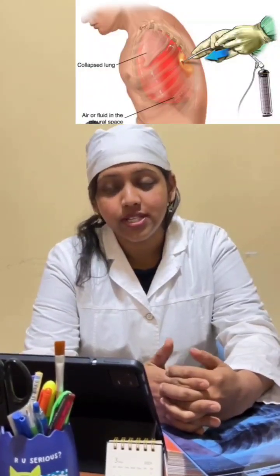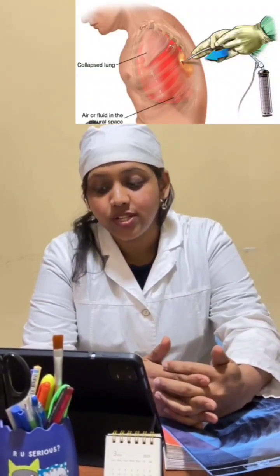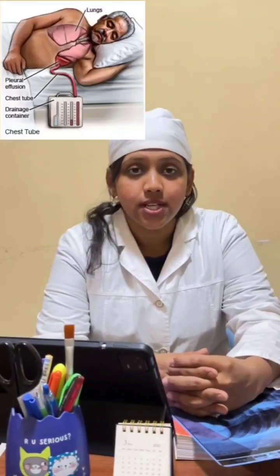Then the second method can be used as needle decompression. It is an emergency process for decreasing the tension of the pneumothorax to relieve pressure between the pleural cavity walls. Third method is the chest tube insertion.